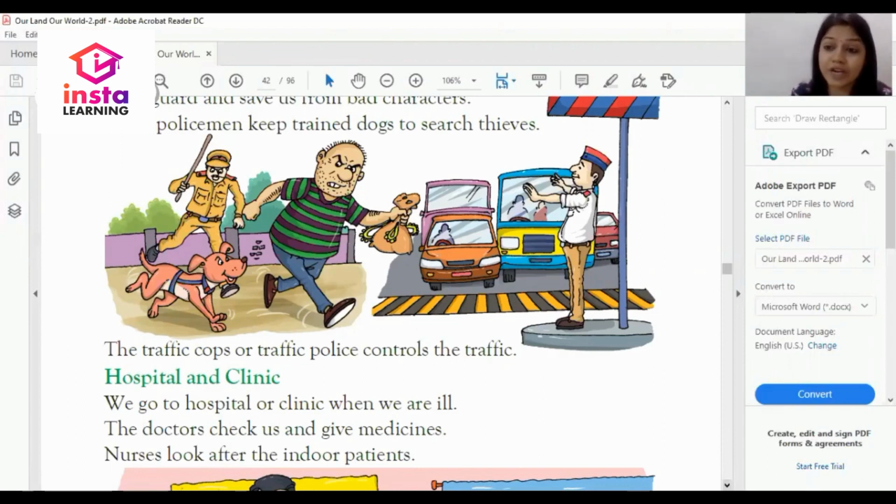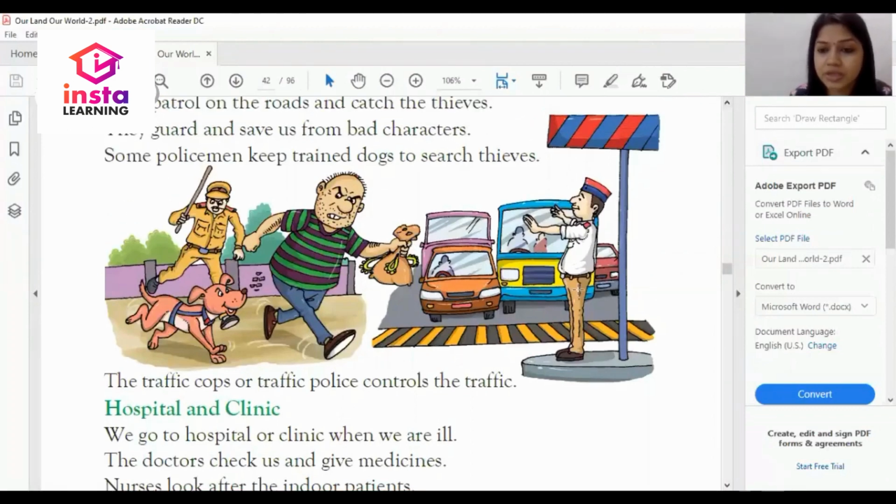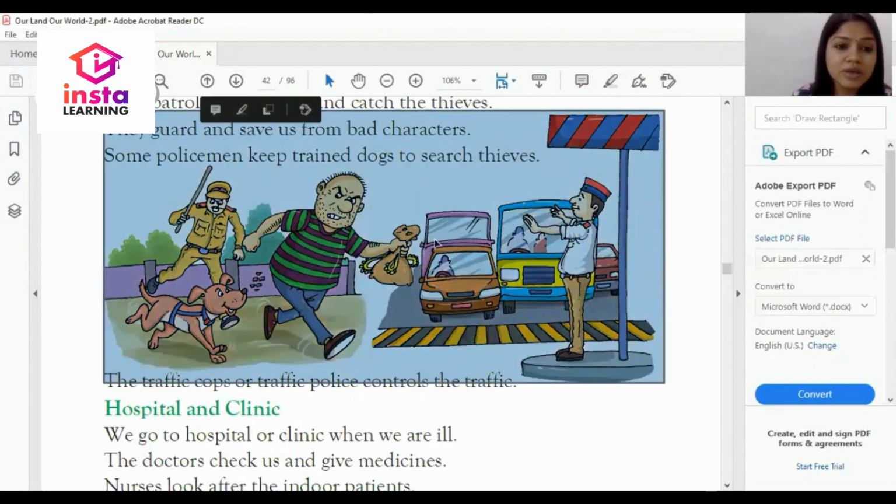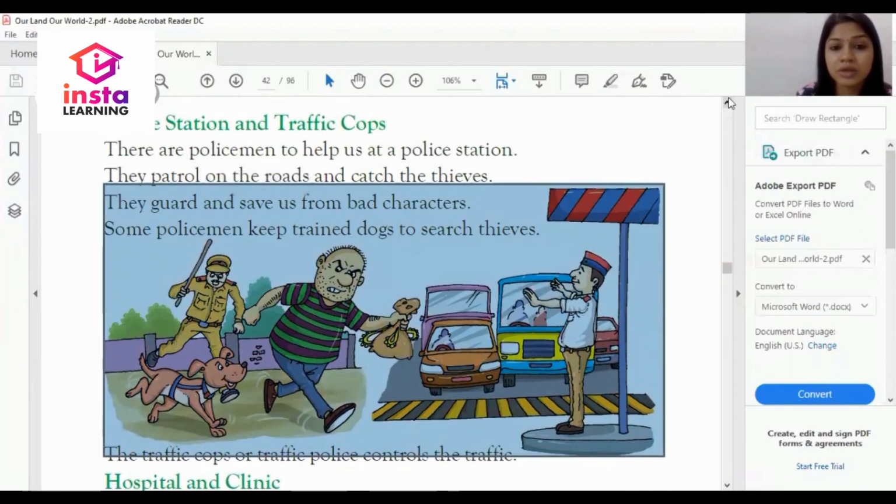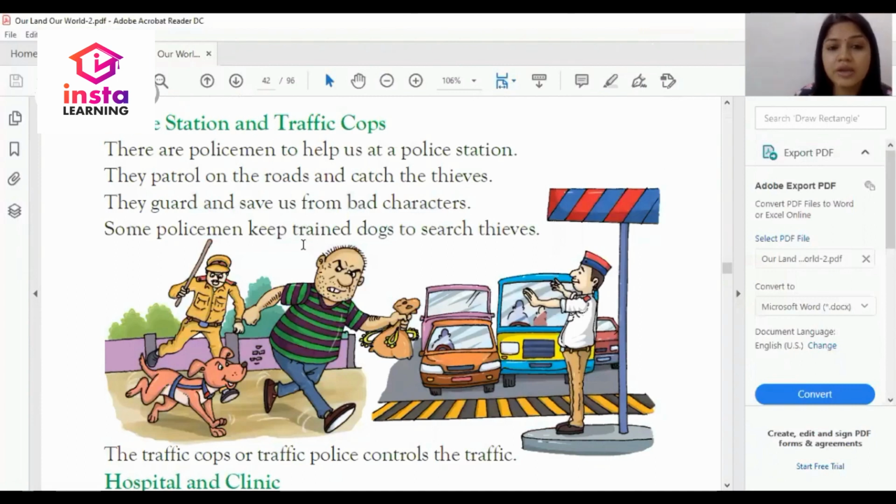तो बच्चों what is the role of traffic police? The traffic police controls the traffic on the road. This is again very important part of our life. As you can see in my picture, this is the traffic police who is controlling the traffic, and this is the police. This is the police and catch the thieves.